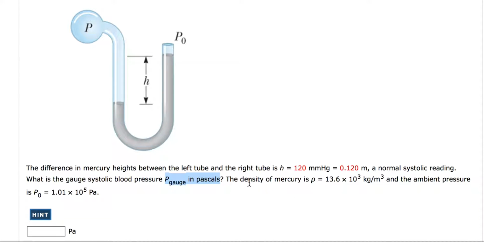It gives us the density of mercury, which is 13.6 times 10 to the third, or 13,600, and it gives us the ambient pressure or atmospheric pressure of 1.01 times 10 to the fifth pascal. So the first thing we can do is set up our equation, which we're going to use the absolute pressure. It's going to be equal to the atmospheric pressure, or P0, plus the gravity times the height of our liquid times the density of our liquid.